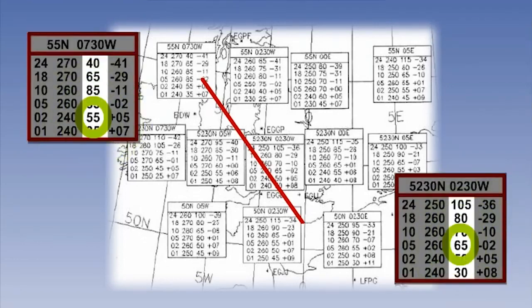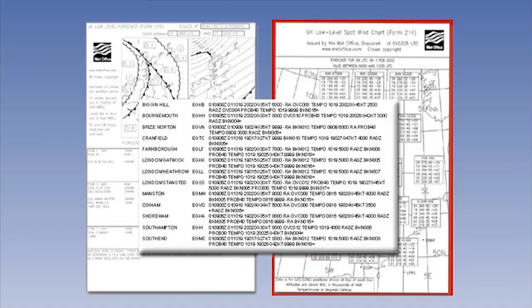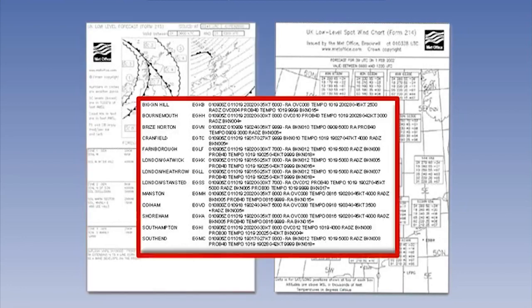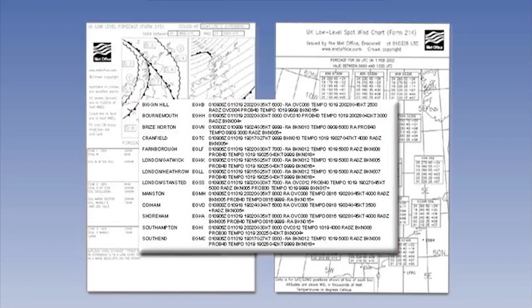Remember, you may have to interpolate the winds between 2 spot forecasts. This will help to increase the accuracy of the flight planning and the flight itself. Although the 214 has a lot of information pertinent to flight planning, you'll still need to supplement this with other forecast charts, such as significant weather charts and the relevant TAFs and METARs.